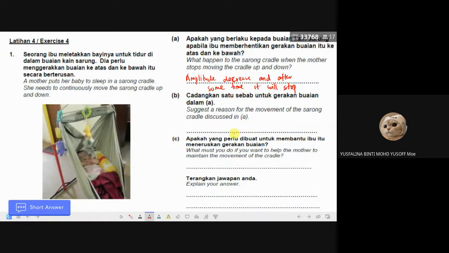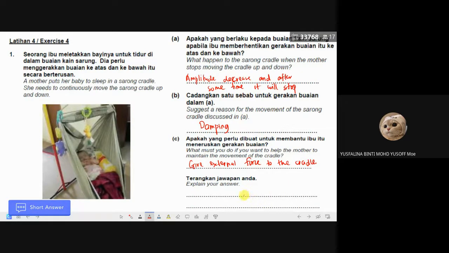Suggest a reason for the movement of the sarong cradle discussed in A. This one is actually the damping oscillation. And what must you do if you want to help the mother to maintain the movement of the cradle? You have to give the external force to the cradle, so it will oscillate without stopping.